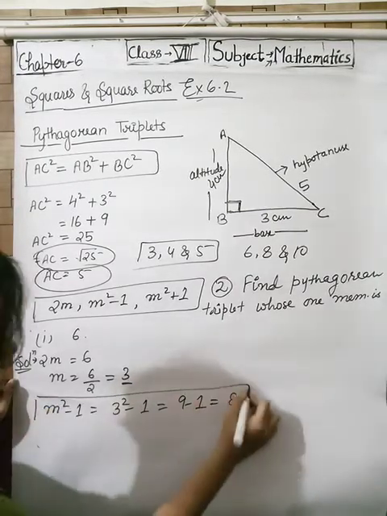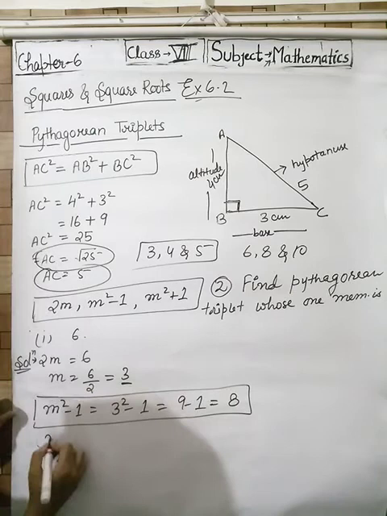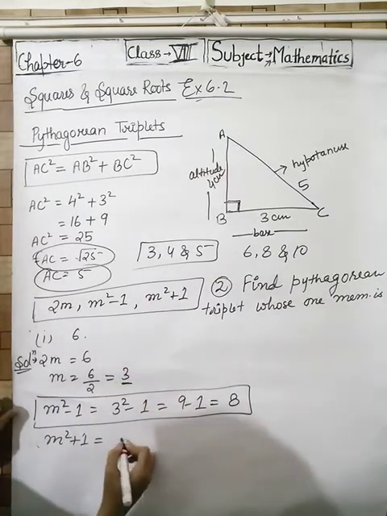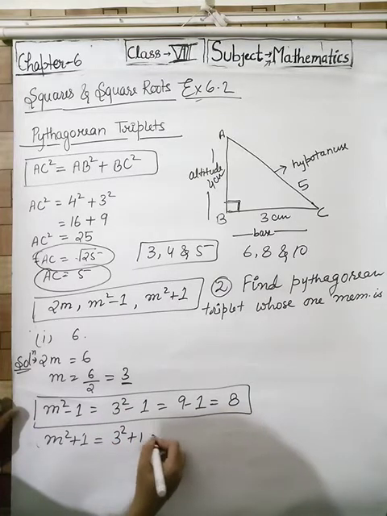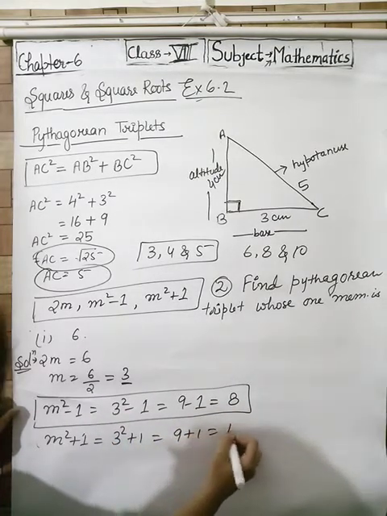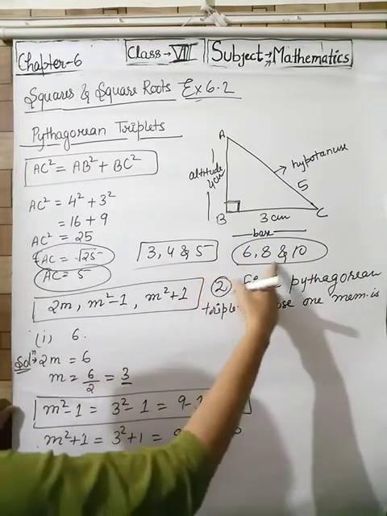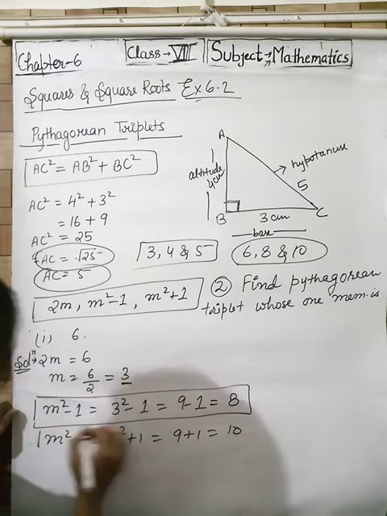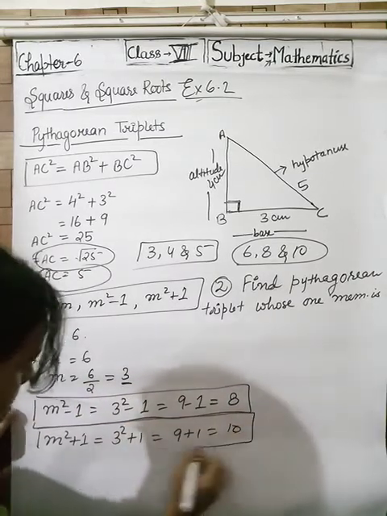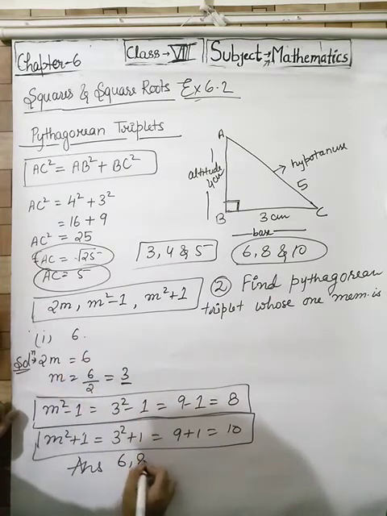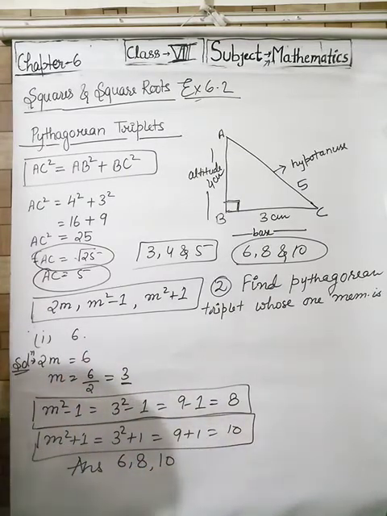So m square minus 1 came out to be 8. Now m square plus 1 will be equal to 3 square plus 1, will be equal to 9 plus 1, will be equal to 10. I have told you also that one of the Pythagorean triplets is 6, 8 and 10. So we have been given 6. What will be the answer? 6, 8 and 10. Okay. Now pause the video to do the solution of question number 2, everybody.